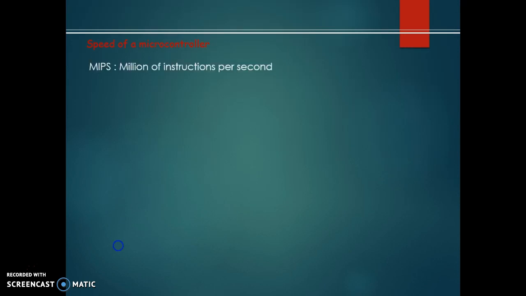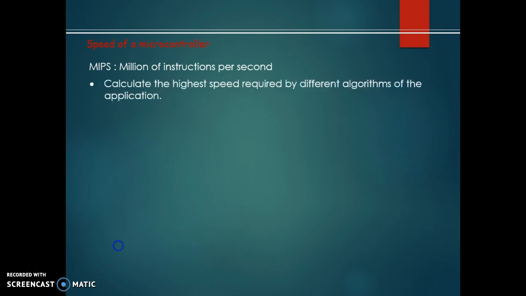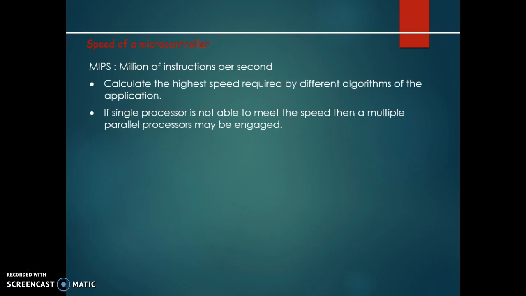When we talk about the speed of a microcontroller, a very important term associated with that is MIPS. It is nothing but millions of instructions that one microcontroller can execute per second. Now you may find that the speed you need is not available from one particular microcontroller. At that time, you can engage parallel processors to achieve that particular high speed.